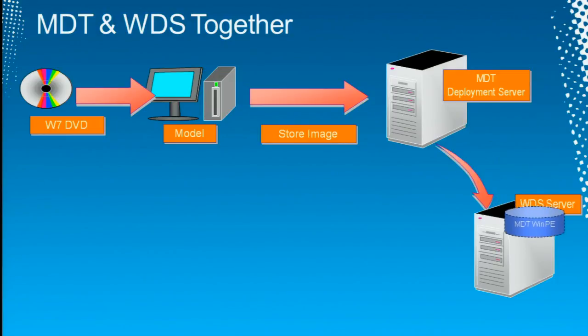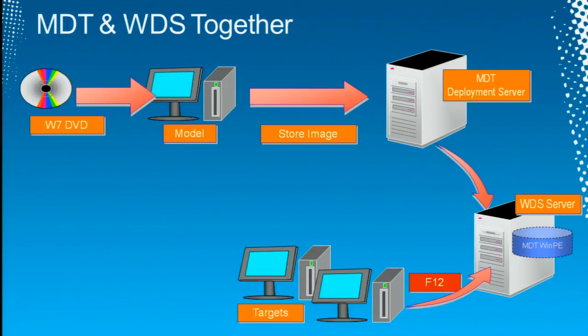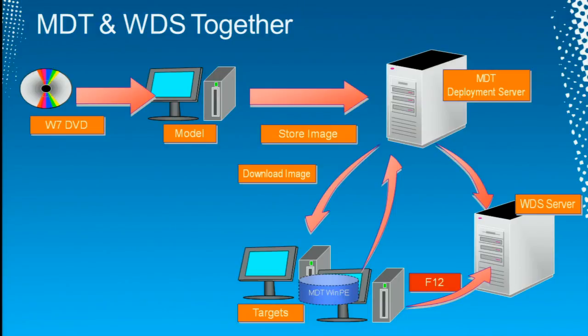You can take that, import it as a boot image into your WDS server. Then you can go to your target machines, pixie boot them, connect to the WDS server, choose your MDT WinPE. It'll boot that guy, and it's smart enough to know who the MDT server is, and you can even automate it to the extent of telling it exactly which task sequence to deploy. And you can use the database feature to tell it, whenever you hear from this client, deploy this task sequence. You hear from a different client, deploy a different task sequence. So there's all kinds of really cool stuff you can do with MDT.